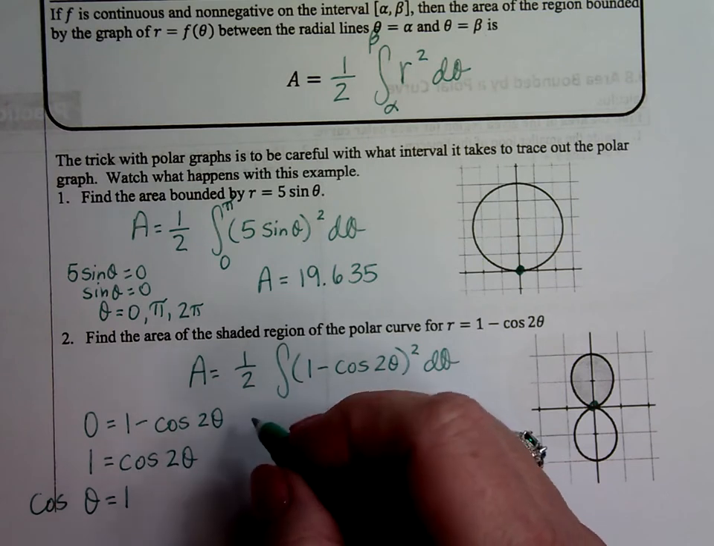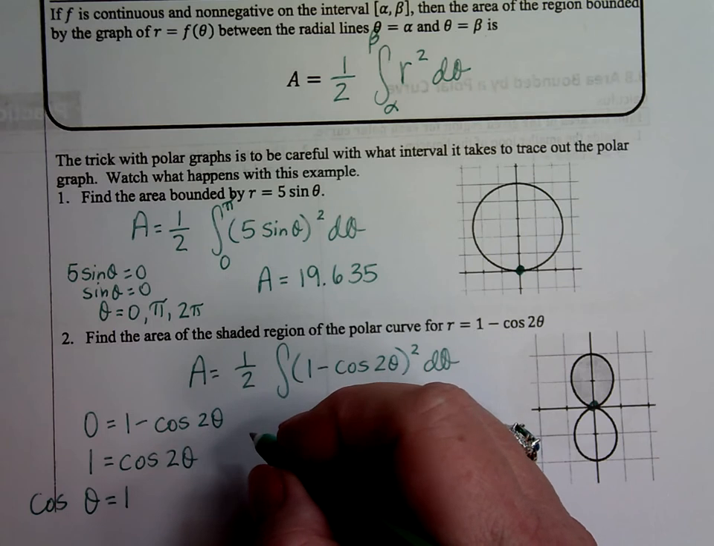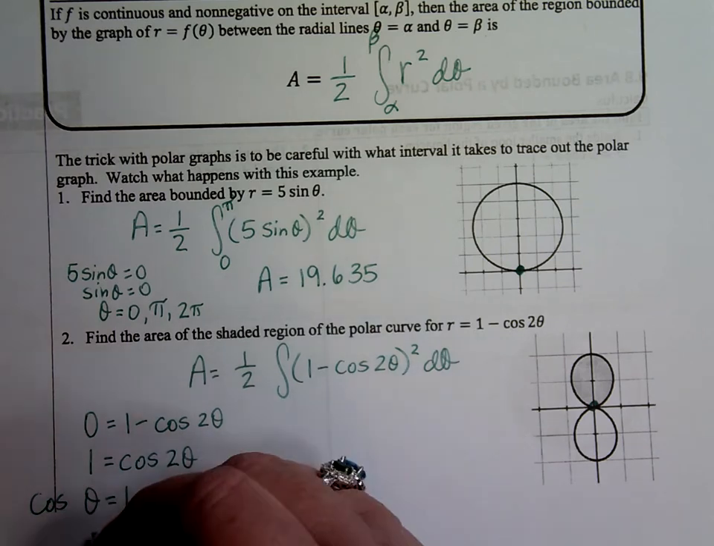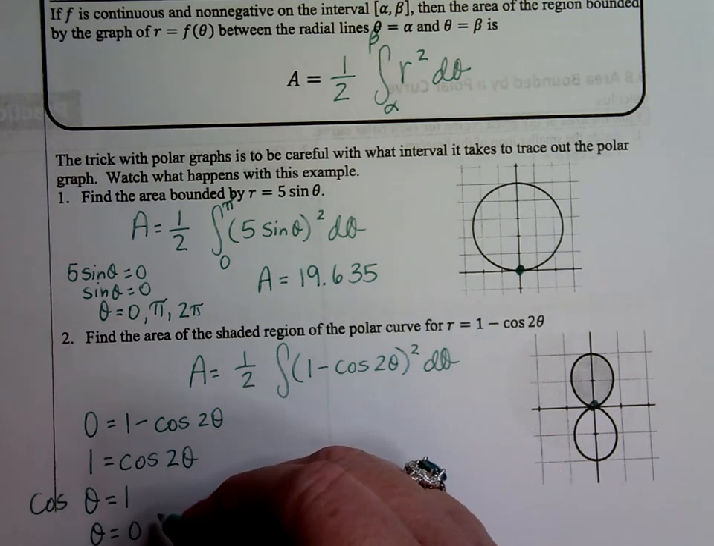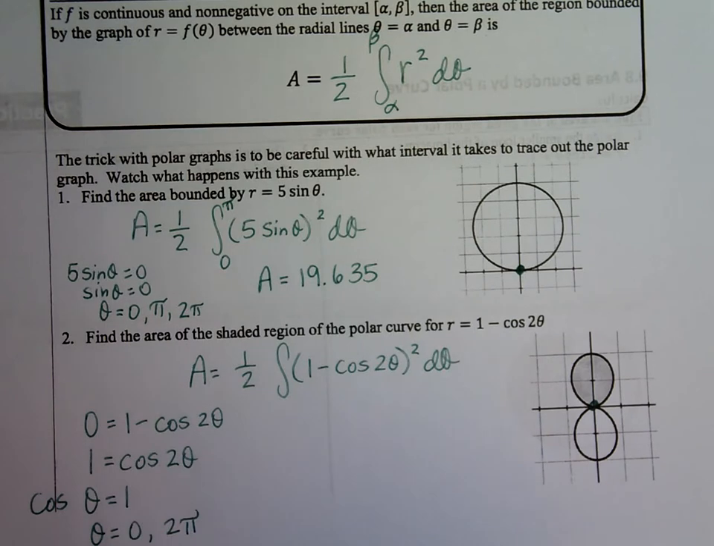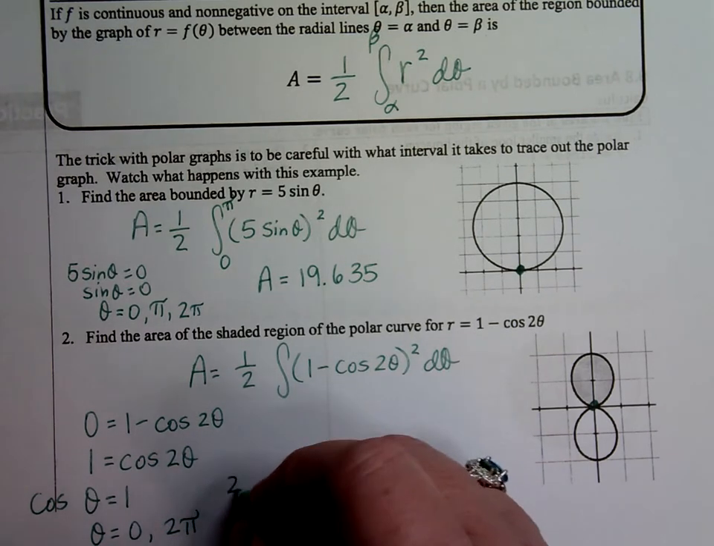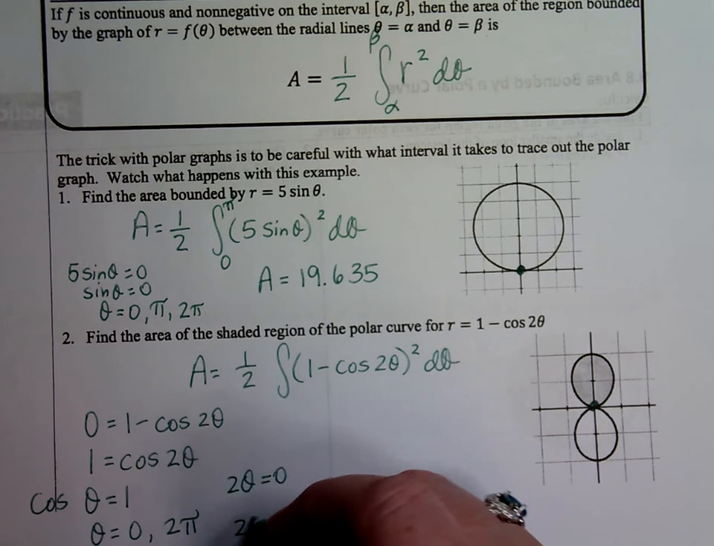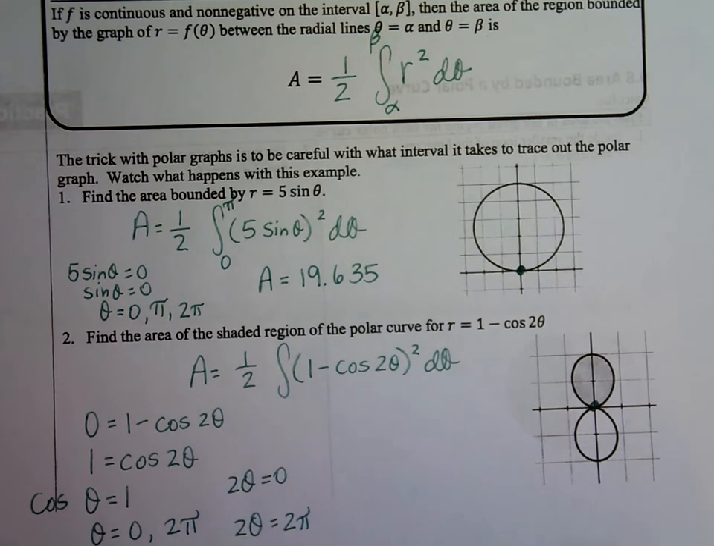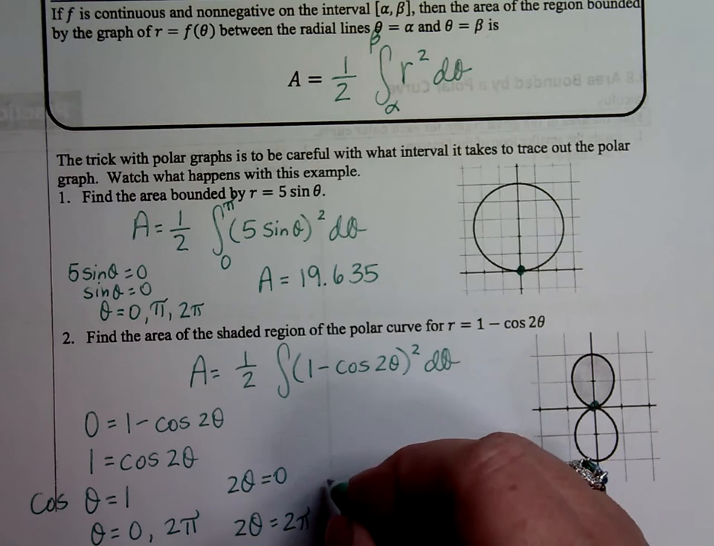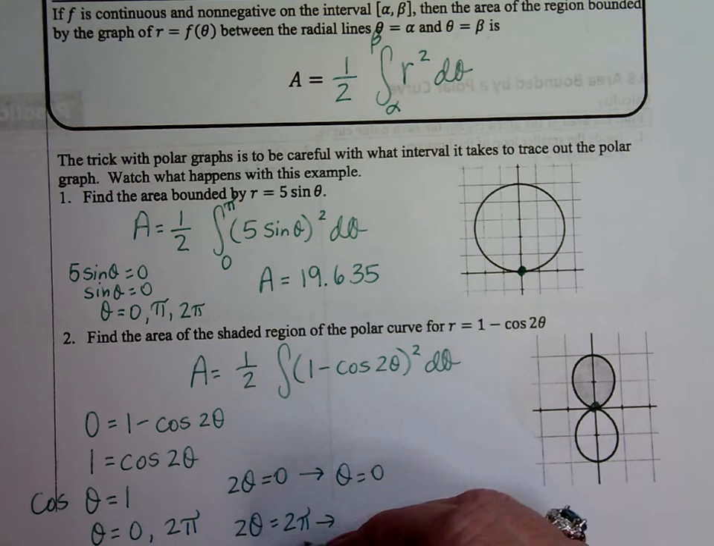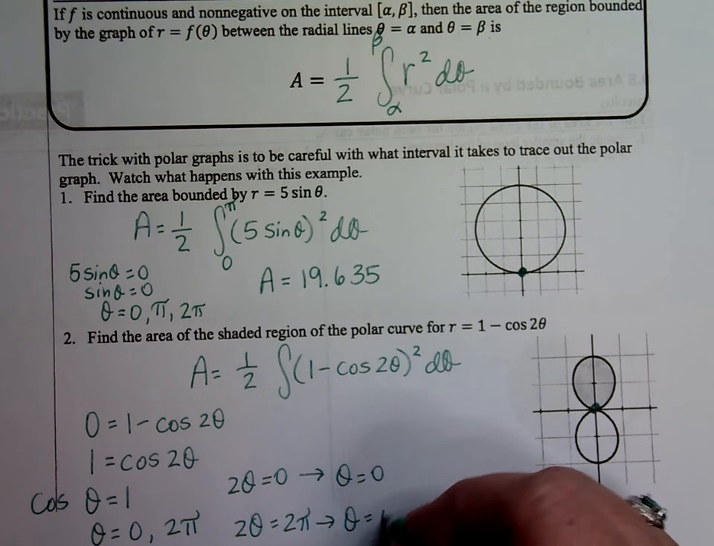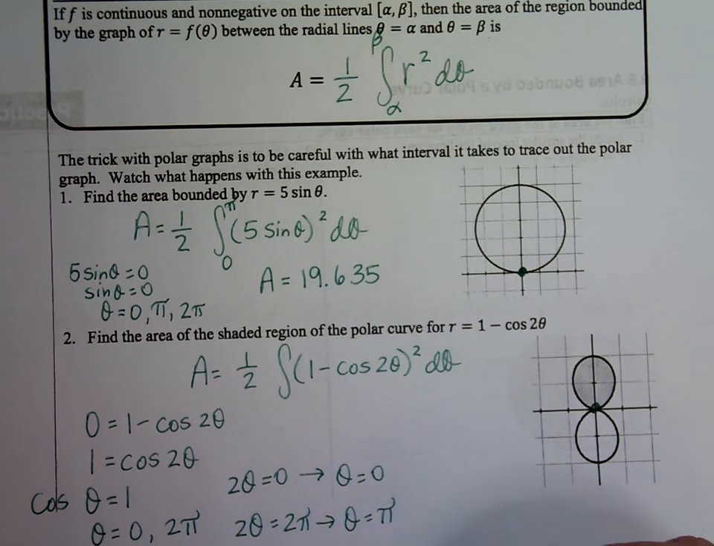So if you go to your unit circle, you're going to have it at theta equals 0, and the next time it equals 1 is at 2 pi. But you don't want that. You want 2 theta equals 0, and 2 theta equals 2 pi, and you're going to solve that out. Divide by 2. So that means that in our case, we get a theta that is 0. And if I divide by 2 over here, now my theta is pi. So there are my bounds, 0 and pi.